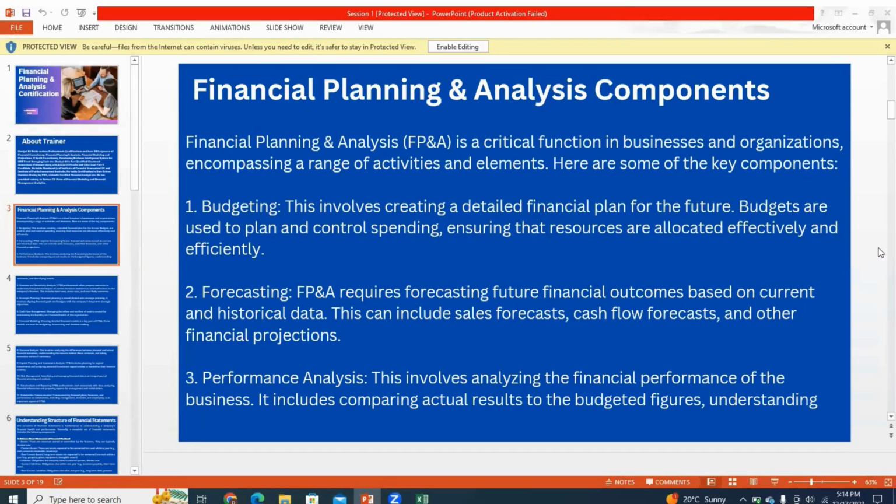This involves creating a detailed financial plan for the future. So what future? It is called forecasting. All of the financial planning moves around forecasting financial statements or the management reports. Budgets are part of financial statements as well as part of management reports. So what does budget do? It says budgets are used to plan and control spending, ensuring that resources are allocated effectively and efficiently.